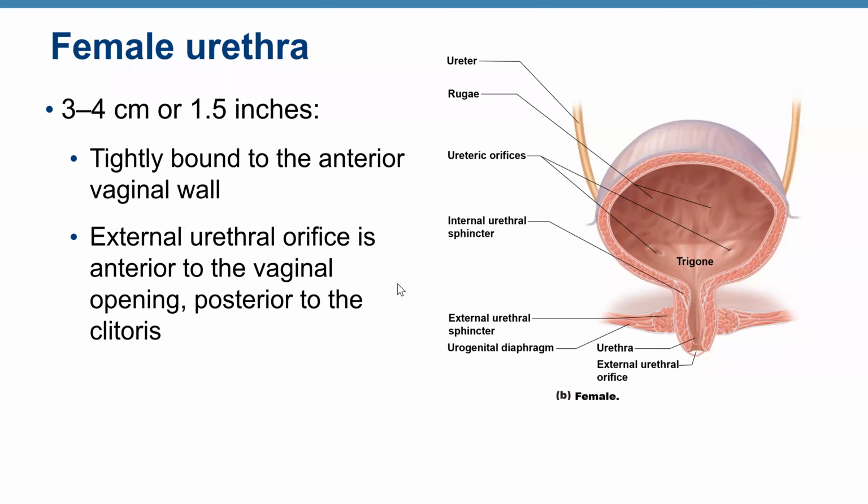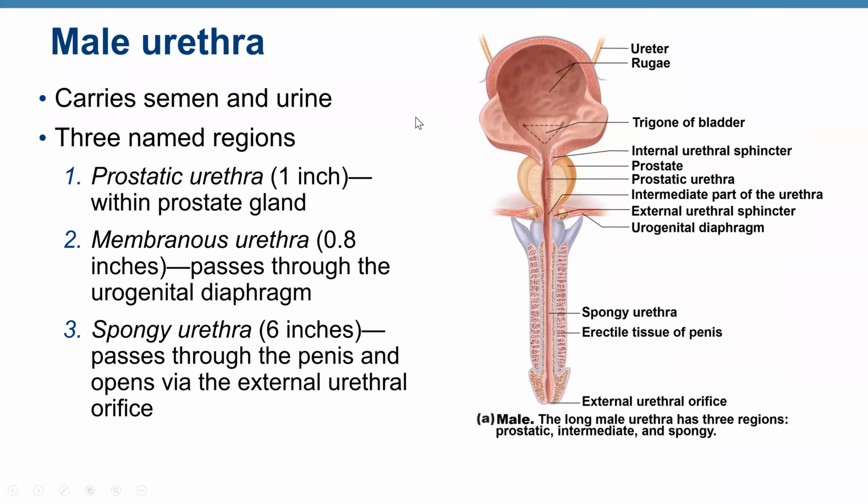Now, if you look at the male urethra, it's longer. It carries semen and urine and has 3 main regions. Prostatic urethra, about 1 inch, is within the prostate gland. So here's the urinary bladder, right? Here's our trigone. And remember, inferior to the urinary bladder, we have the prostate gland. So the urethra actually passes inside the prostate gland. The prostate gland surrounds the urethra, and this part of the urethra is called prostatic urethra.